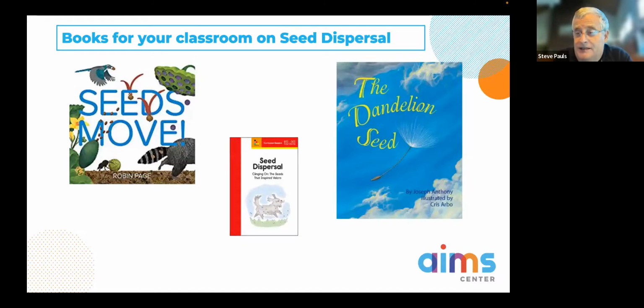For the younger grades, there are books that connect with seed dispersal. I just did a quick Google search and found Seed Moves by Robin Page. There's one on seed dispersal that comes from Scholastic. Joseph Anthony has written a book called The Dandelion Seed. It is a way for us to connect literature with science, literature with our STEM or STEAM activity.